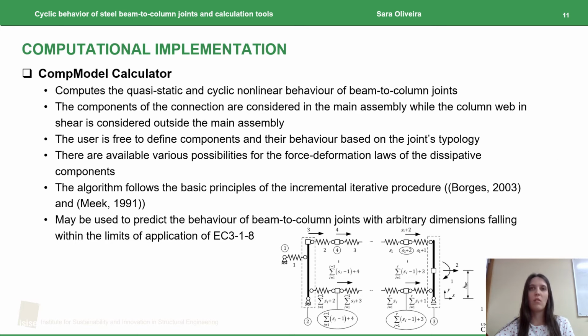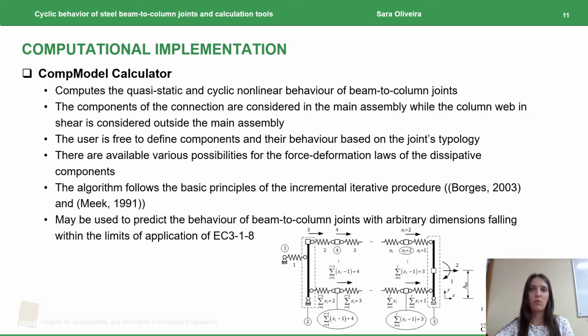The comp model calculator is the central core of the program, and it was developed to compute the quasi-static and cyclic nonlinear behavior of beam-to-column joints, based on an incremental iterative procedure with displacement control.